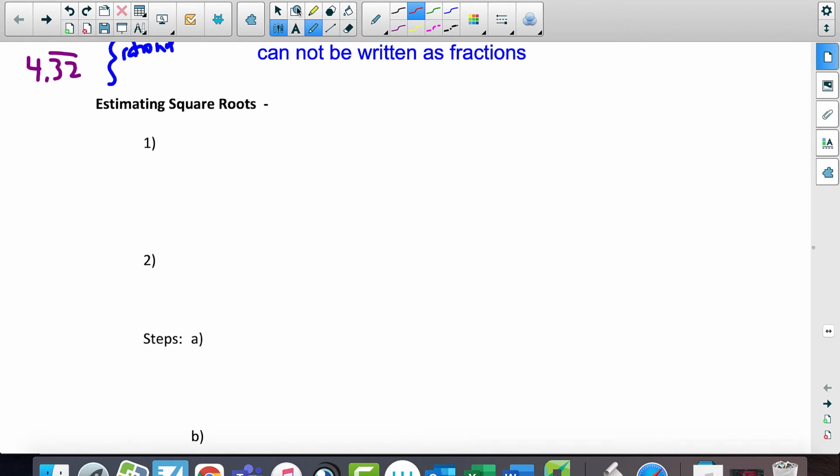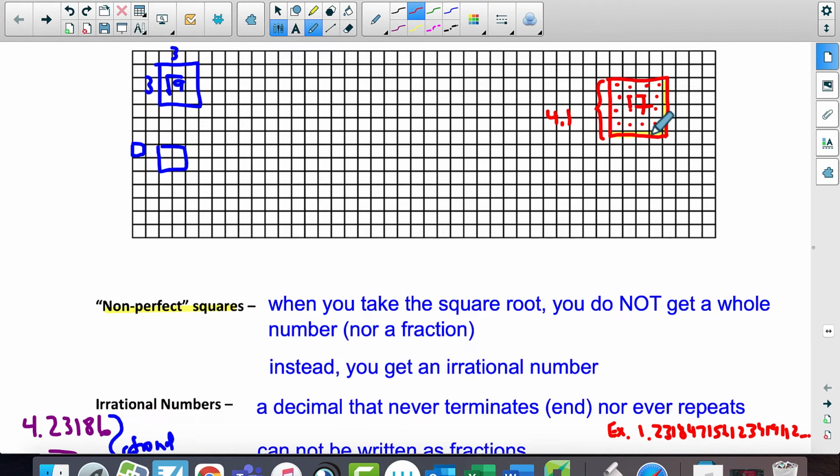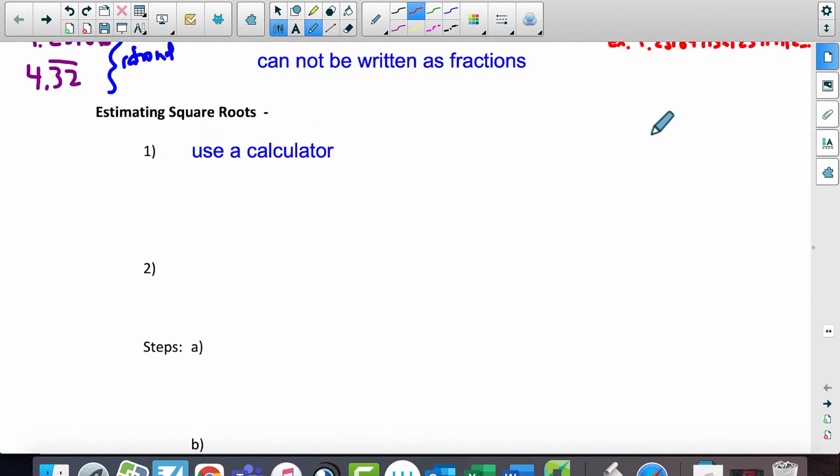Well, one way you can do it is with a calculator. But guess what? Even a calculator is just an estimate. How come? Well, let's take a look at one. Let's do the square root. Well, why not? Let's do the same one we were just doing, 17. Let's say we did want to know the square root of 17.